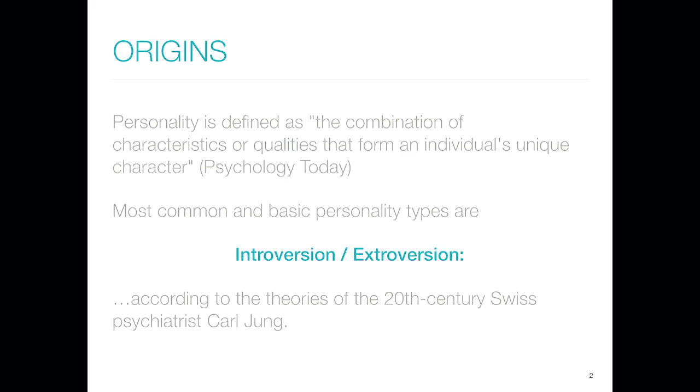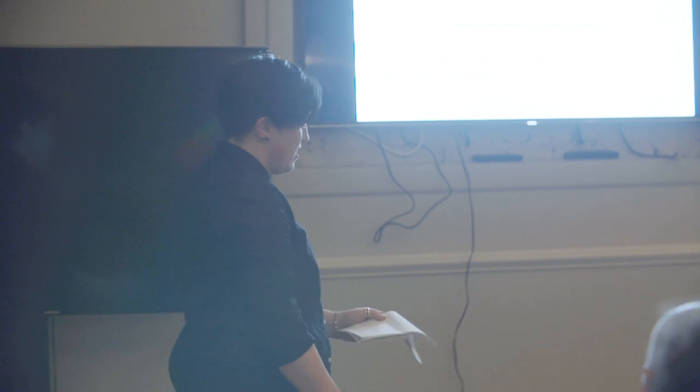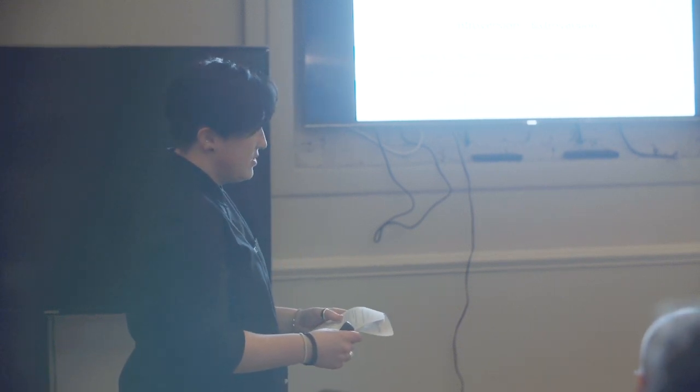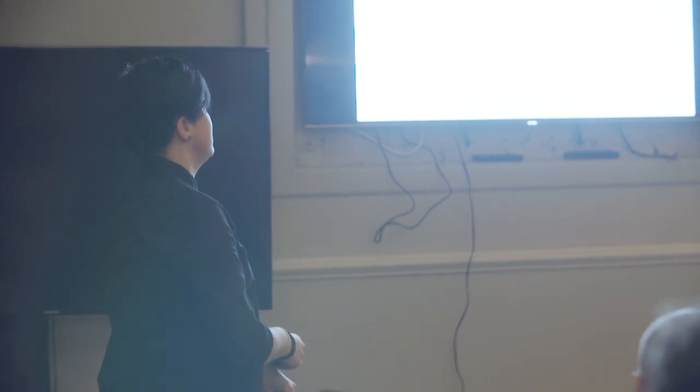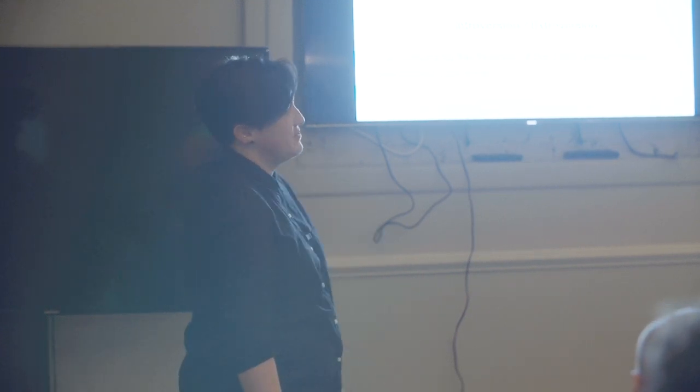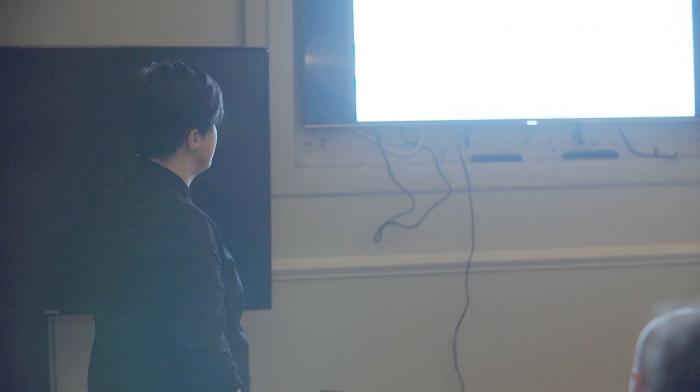So where did it come from? Introversion and extroversion are essentially personality types. Personality is defined as the combination of characteristics or qualities that form an individual's unique character. The most common and basic personality types are introversion and extroversion, according to the theories of 20th century Swiss psychiatrist Carl Jung.